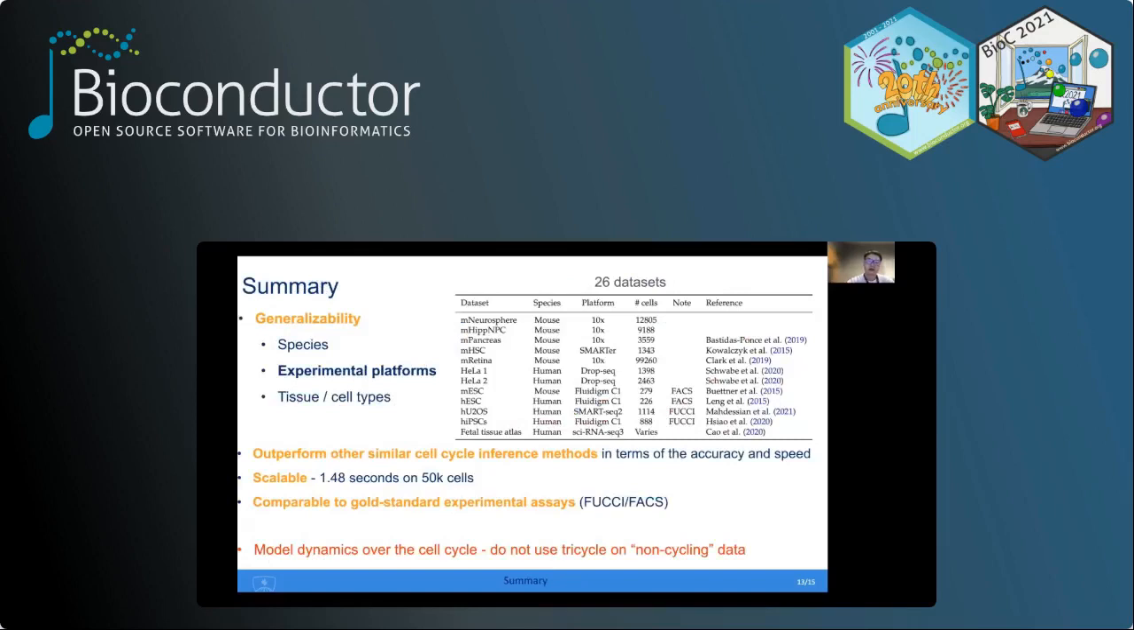In summary, we have used the tricycle on 26 datasets, and it has been shown to be quite generalizable across species, including mouse and human, and across different experimental platforms, which is quite amazing. It is also generalizable across tissues and cell types. It outperforms other similar cell cycle inference methods in terms of accuracy and speed, and is quite scalable. On a dataset of 50,000 cells, it only takes about 1.48 seconds to run. And the most important thing is it is comparable to gold standard experimental assays, including Fucci and FACS.